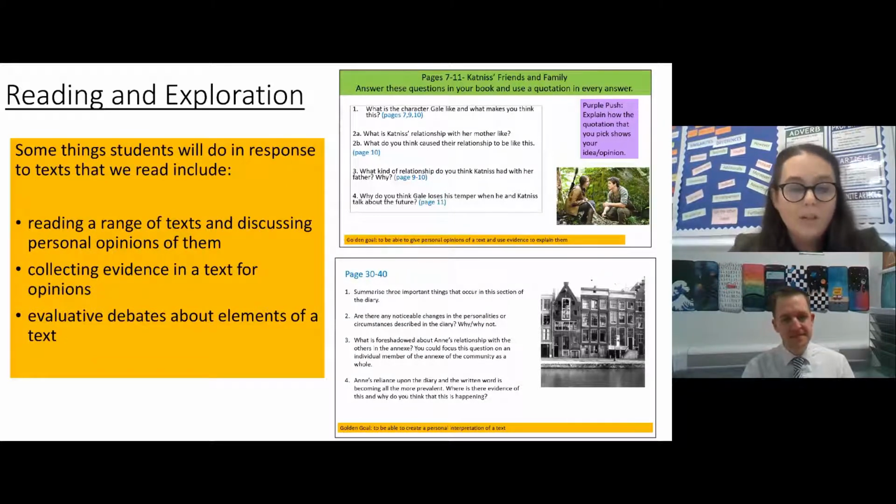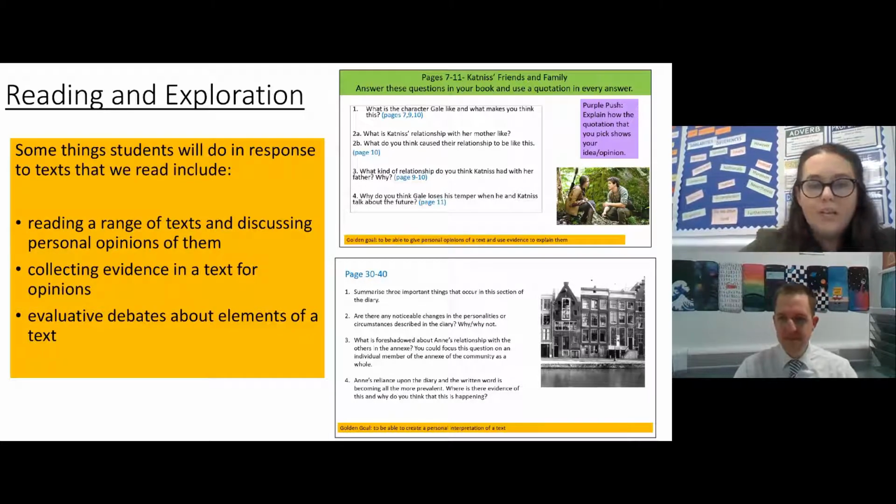And then the other part is reading and exploration. So that will often include reading a range of texts and discussing their personal opinions of them, maybe characters or events. But there's a really big push on them justifying their interpretations at this level. So collecting evidence from that text and evaluative debates about their interpretation in comparison to somebody else's.